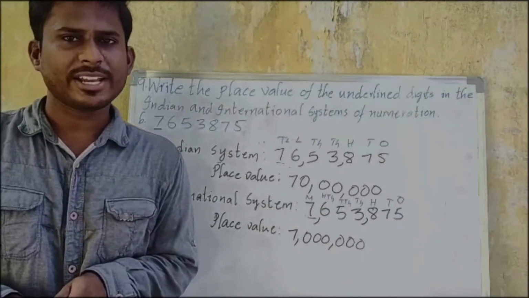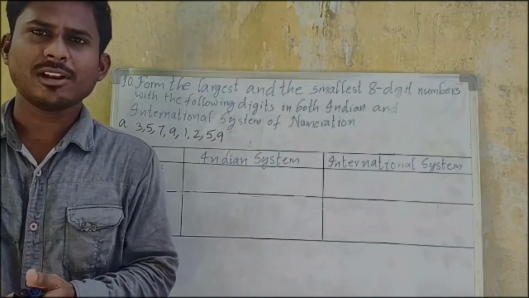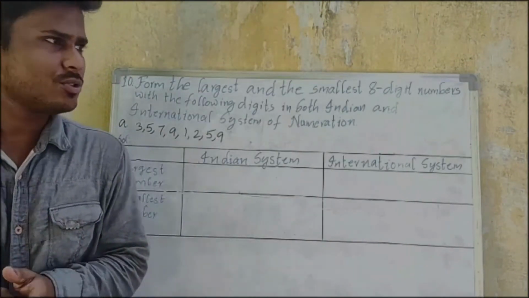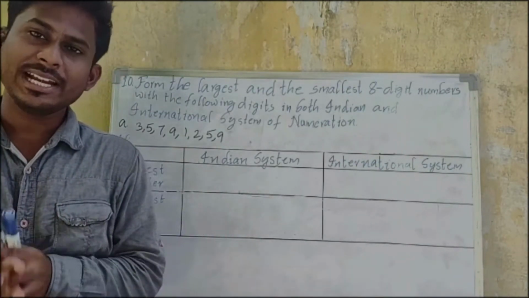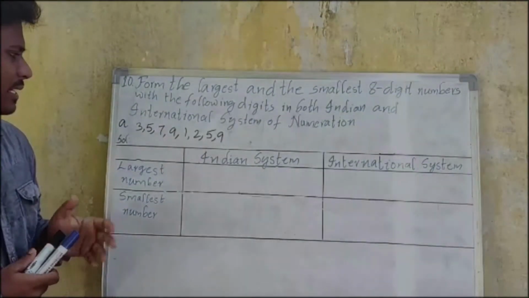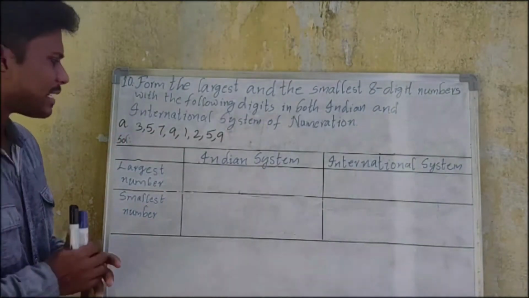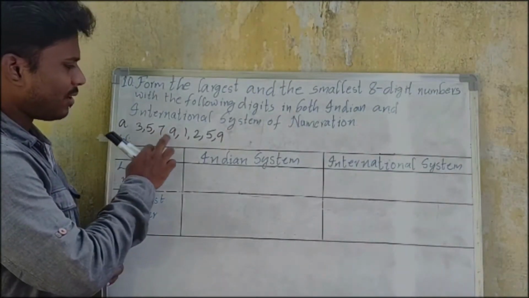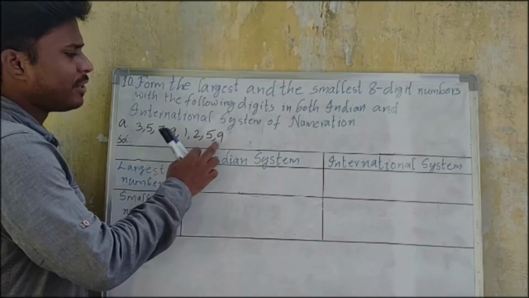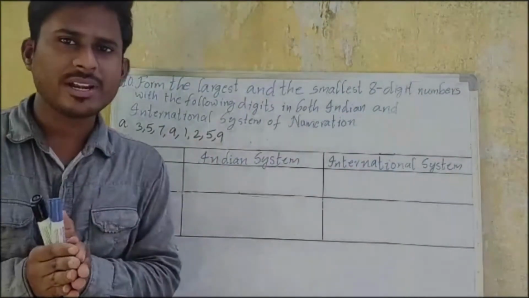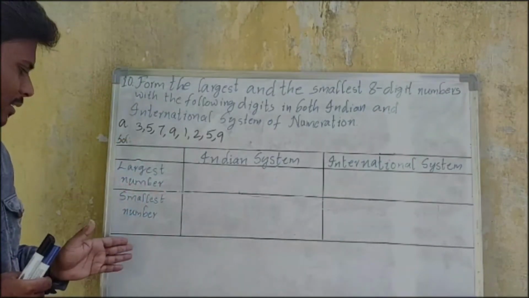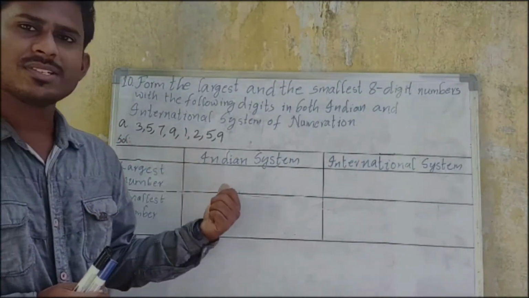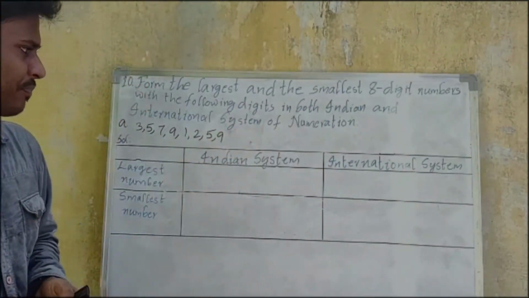Now let us go for the next bit. Form the largest and smallest 8 digit numbers using the following digits in both the Indian system as well as the international system. The digits are given like this. How many digits? Let us count. 1, 2, 3, 4, 5, 6, 7, 8. 8 digits they have given, and with these 8 digits we have to form the smallest number as well as the largest number in the Indian system as well as the international system.